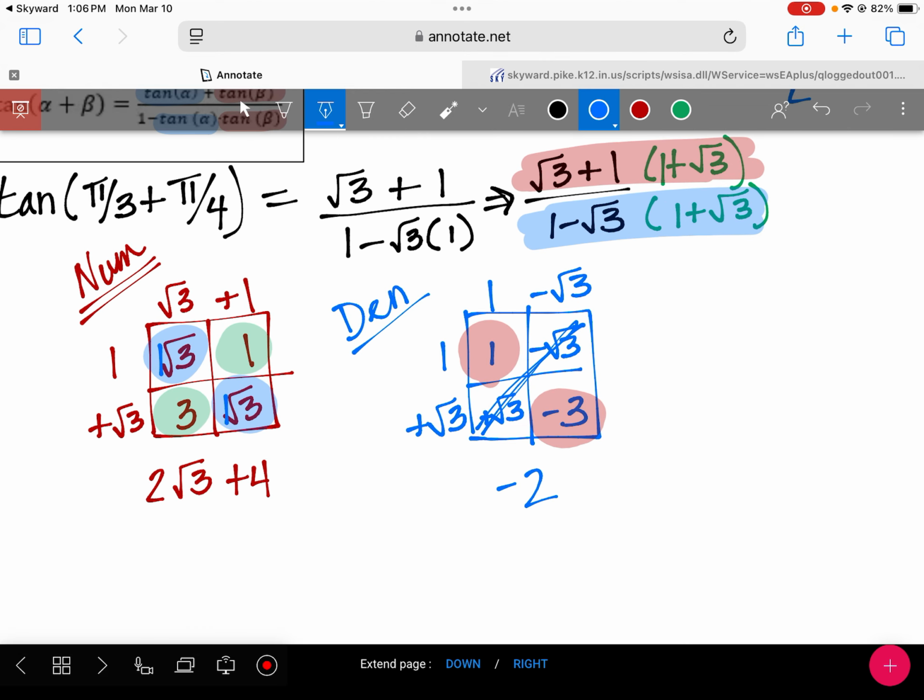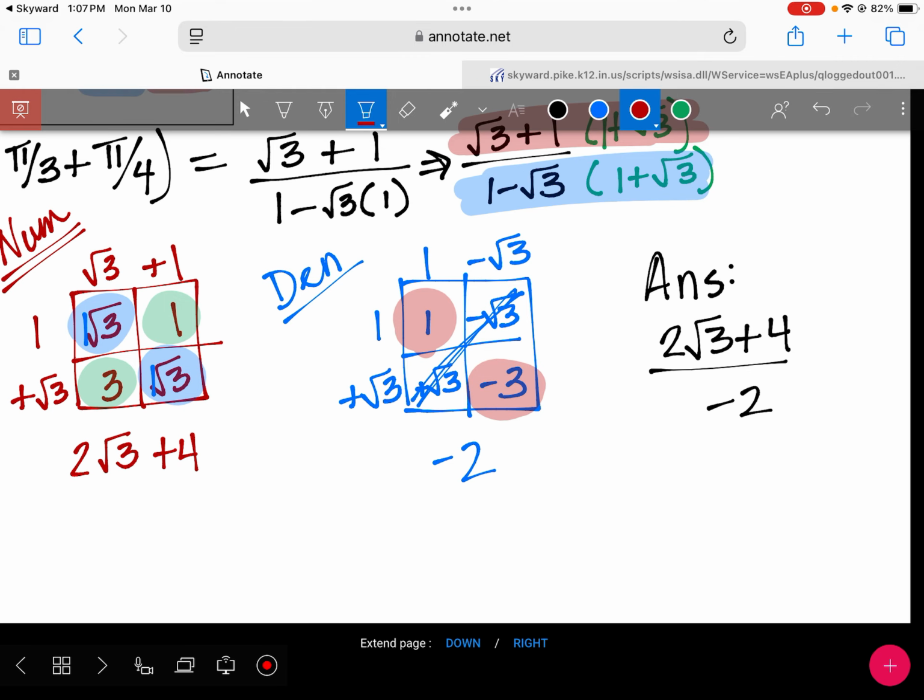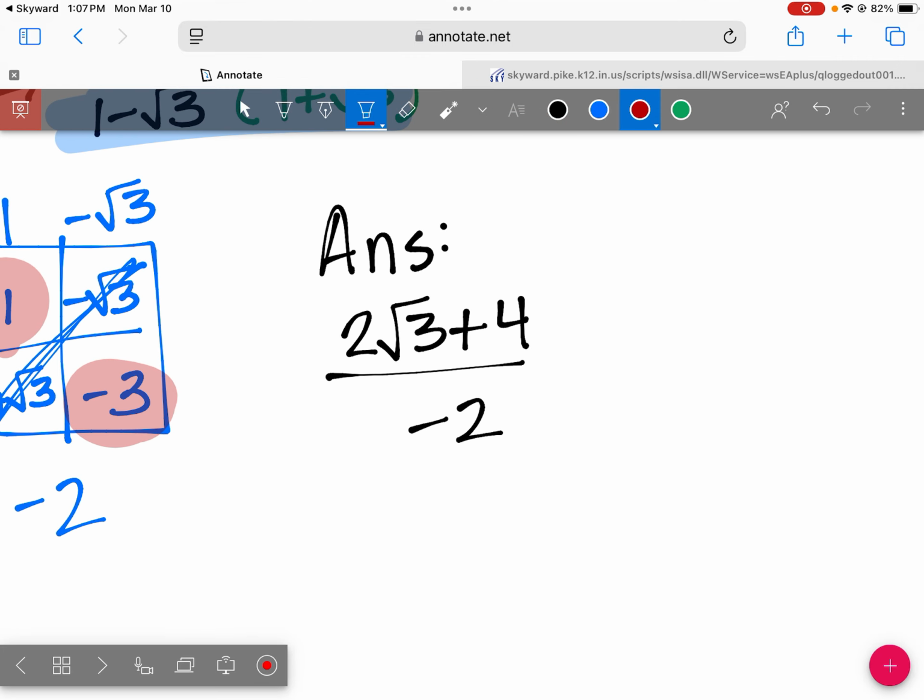So my answer for the tangent of 7 pi over 12. I have 2 root 3 plus 4 over negative 2. And if you gave me that answer, I would only take off half a point. It's really good. It's not great, but it's good. Anybody know what else I should do? Yeah, you should reduce. If you can reduce, you should reduce. Always reduce. My class of 2025, if you choose to go off to somebody college, make sure you're reducing.